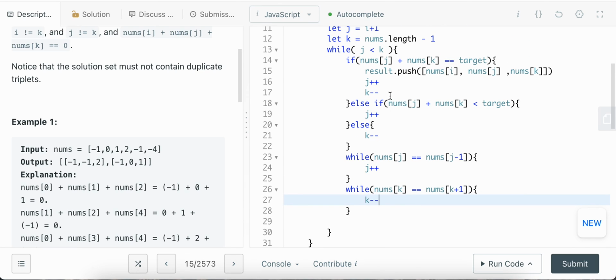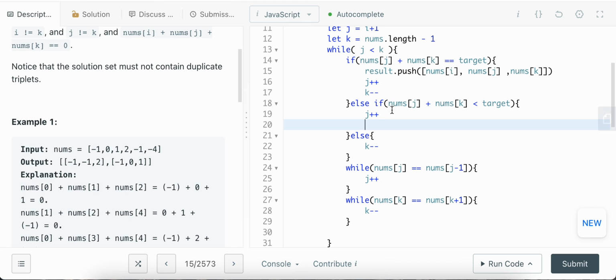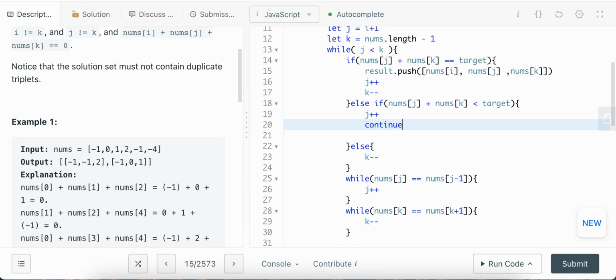Okay, and then here we have to make sure that we go on to the next iteration of the while loop. Why? Because if the sum is actually less than target and then I'm increasing my j, that means I did not find a solution. If I did not find a solution, I don't want to go in here and then unnecessarily move forward without actually getting a solution, right? So I'll do a continue here.